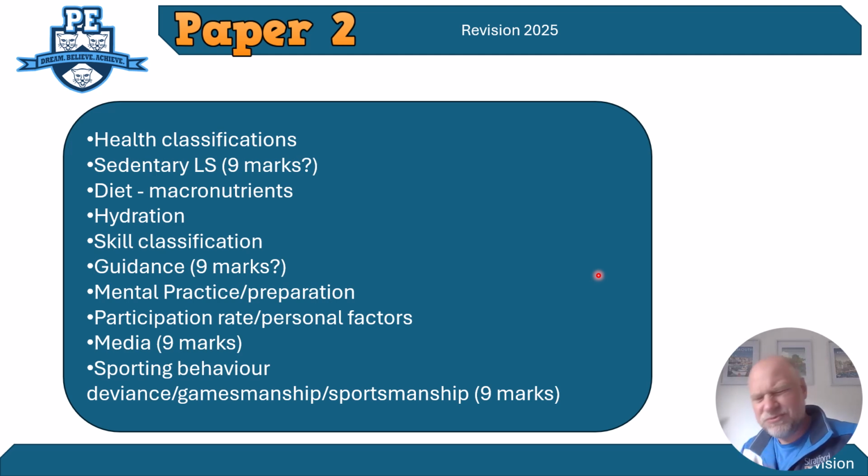And again, that could well easily be a 9-marker. If I was going to really hedge my bets, I'd probably go with guidance and media. But it could be any of those areas. I'm just sort of guessing, educated guesses really.